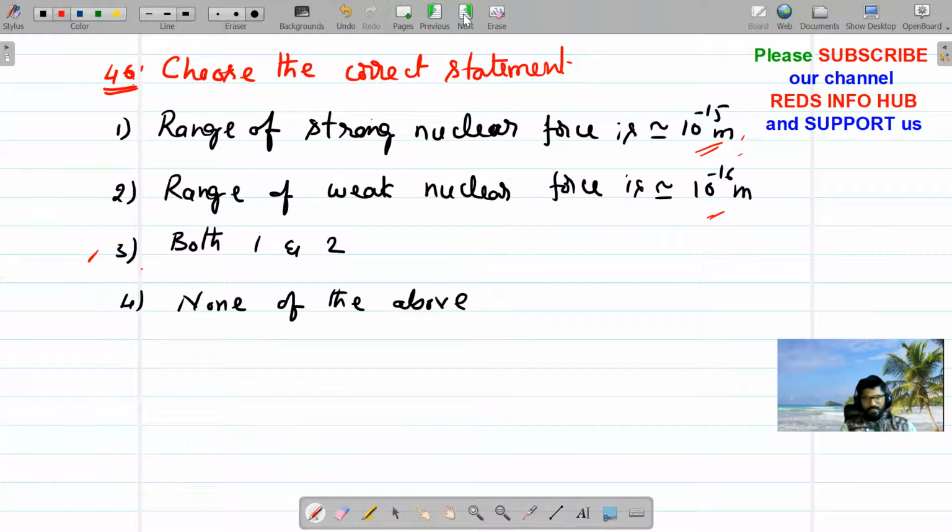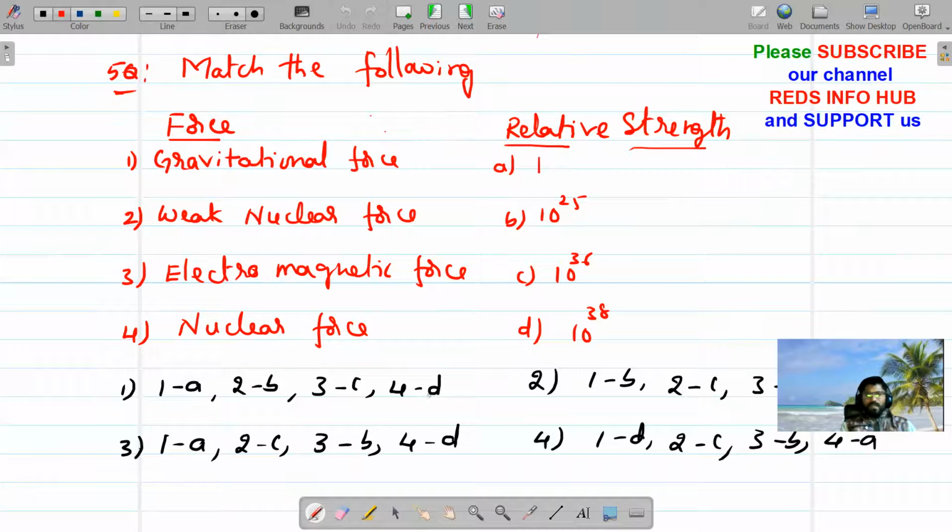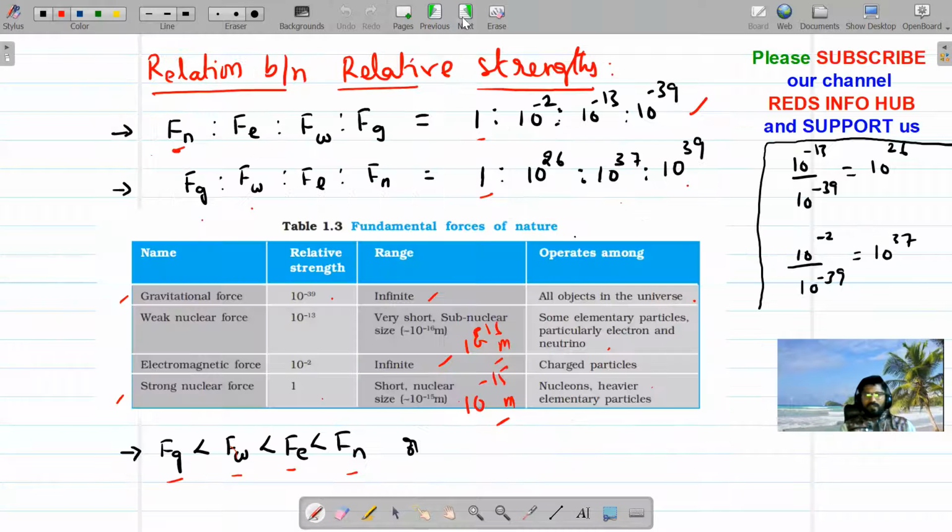Got it? Next question. Next question is match the following. Here in the first column, forces are given. In the second column, relative strength among these forces are given. Then options are given. So you have to choose which option is correct. Under the forces, we have gravitational force, weak nuclear force, electromagnetic force, nuclear force. Under the relative strength column, we have 1, 10 power 25, 10 power 36, 10 power 38. Right? So which of these are related? That matching you have to select under the options. Here they are given in positive powers. Positive powers means you have to consider gravitational force strength as unity. Then the powers you can consider in 10 powers.